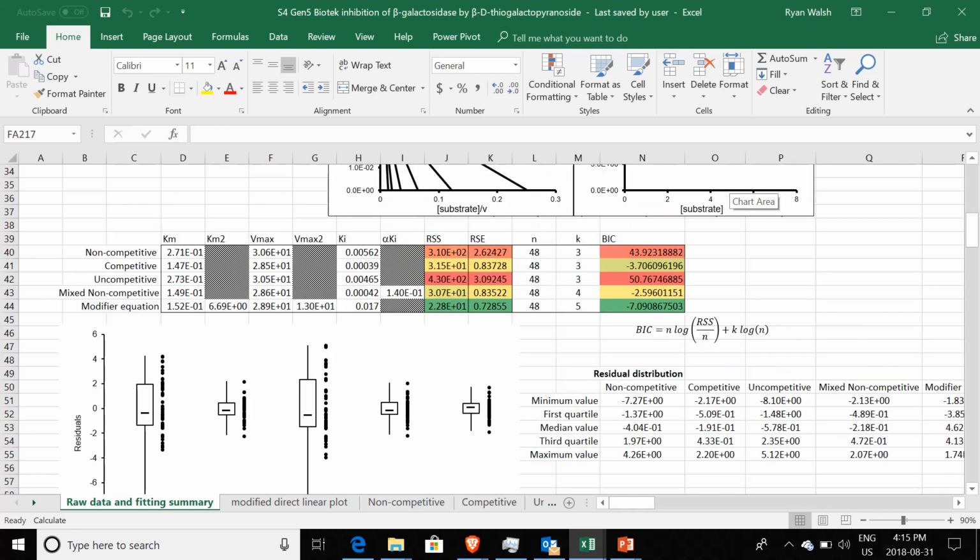So if you look through my article, there is actually a second template, and with that one you can model your data sets against the partial equations, so partial non-competitive, partial competitive, partial uncompetitive, partial mixed non-competitive, and you can basically evaluate how your data or any of the data sets that are in the paper fit with any of these equations. And hopefully it's helpful for some of you.